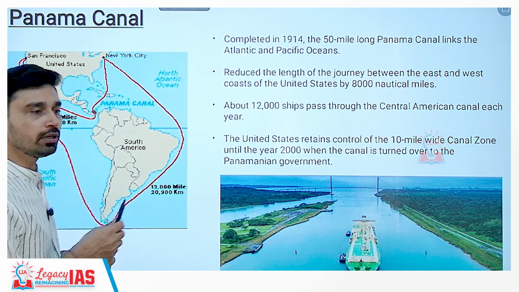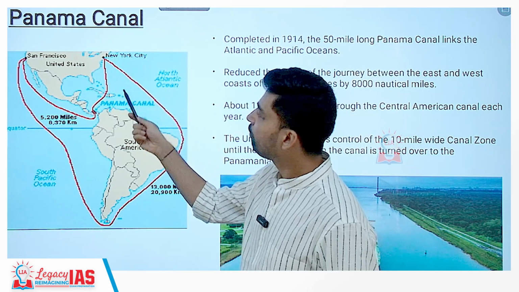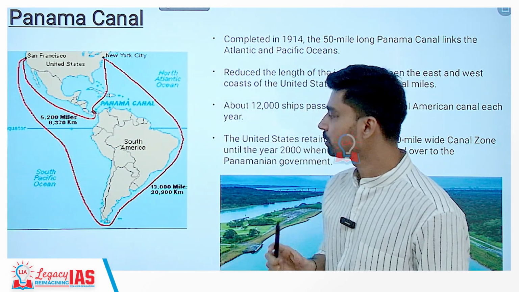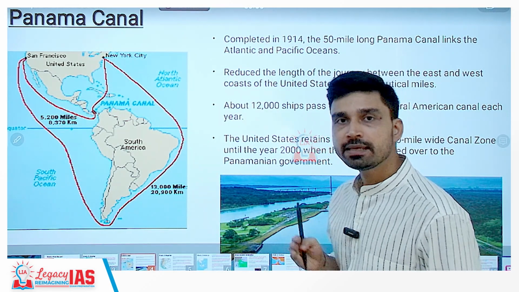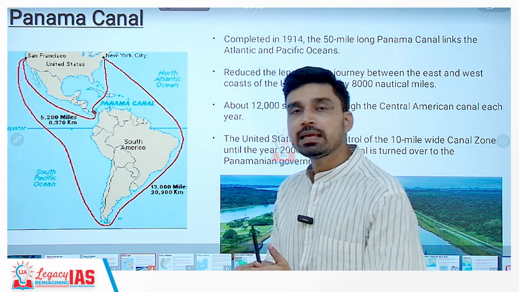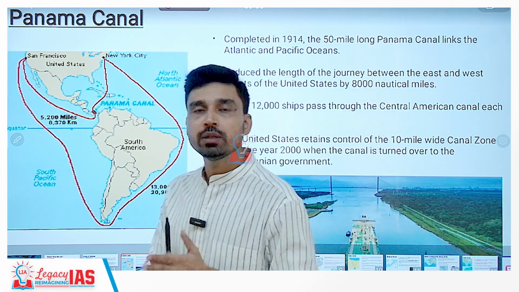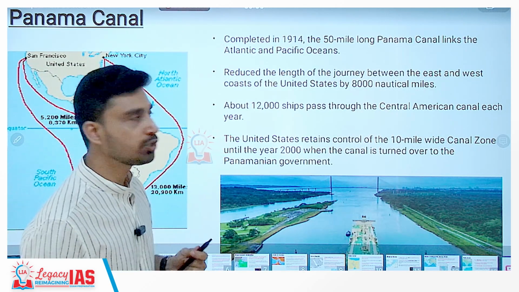So, now after the opening of the Panama Canal, as you can see from this map here, the ship will have to cover only 8,370 kilometers of distance. The earlier distance was almost 21,000 kilometers. That means, roughly, the travel time as well as the distance that has to be covered by the ship has been reduced to one third of what was required before the construction of the Panama Canal.